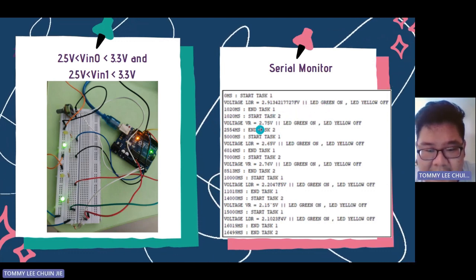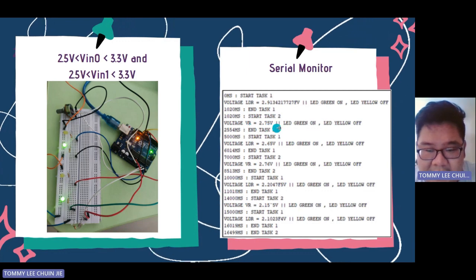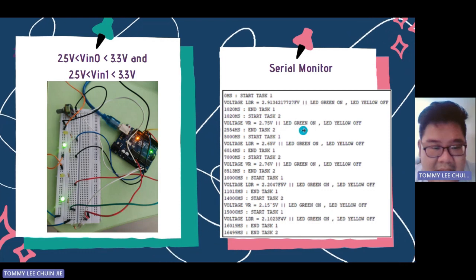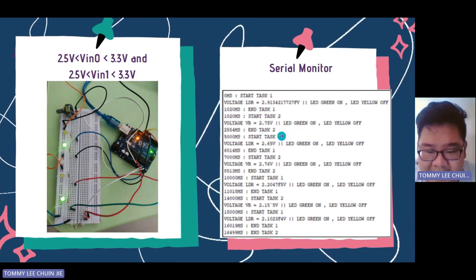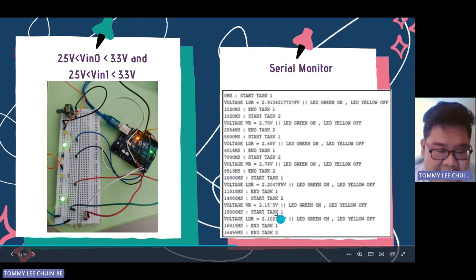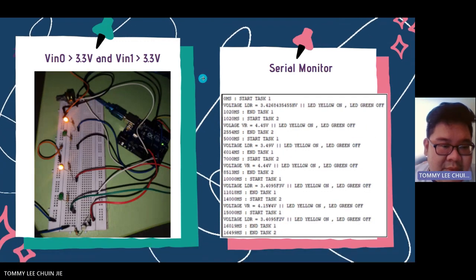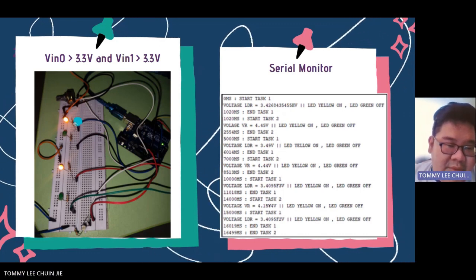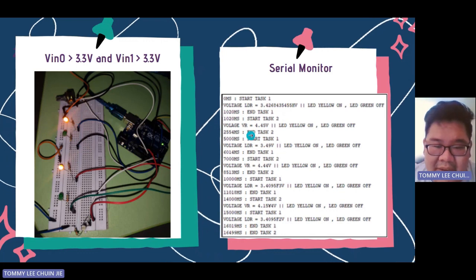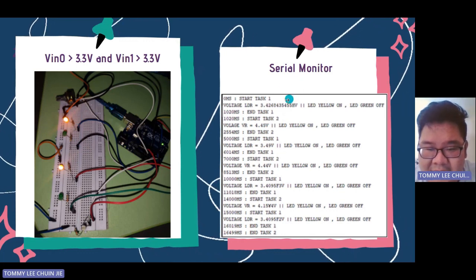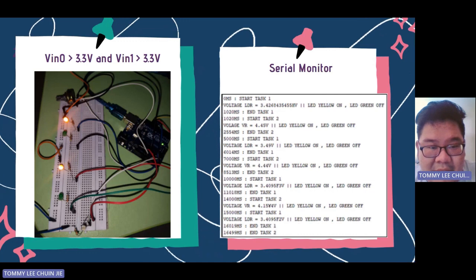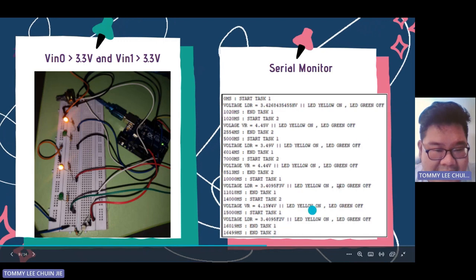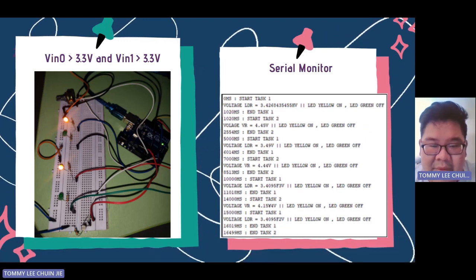When it starts task 2 here, the voltage of the potentiometer, we set it to between 2.5 and 3.3 volt. So the same, it will light up the green LED. So it continues until the end of task 1 and task 2. Next, when both Vin are more than 3.3 volt here, both yellow LEDs will light up. As shown in the serial monitor here, when more than 3.3 volt is detected, all yellow LEDs will light up until both tasks end. So all of this happens in real time.